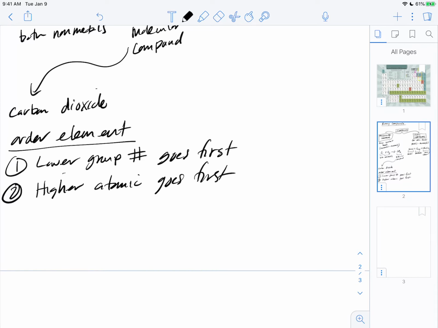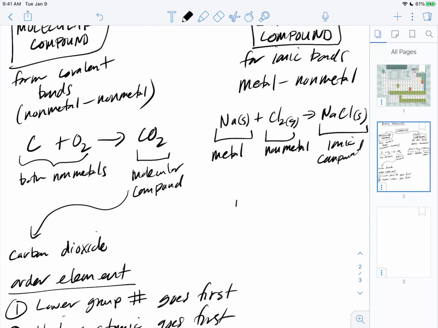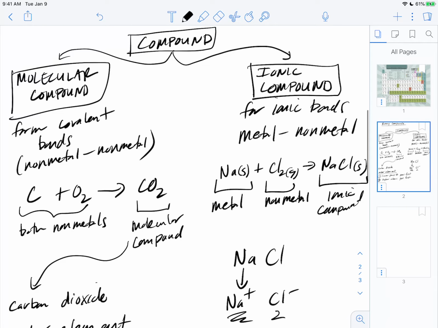So if we were to look at ionic compounds, we are going to do positive first. So ionic compounds, if we look at NaCl, this was formed from Na plus and Cl minus. We always put the cation or the positive ion first because chemists are positive. We'd like to be positive, so positive first, and the negative anion second. So that's just generally defining molecular versus ionic compounds.